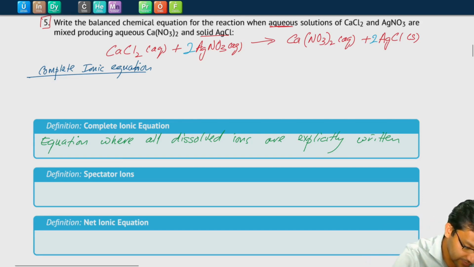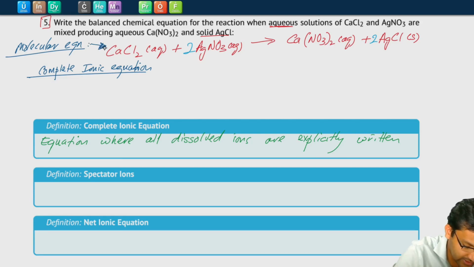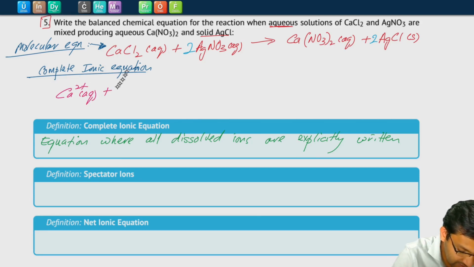So before I continue, let me just label. The first one would be labeled a molecular equation, which is what we've looked at in our previous video. This is our molecular equation. Let's look at the complete ionic equation now. So we have CaCl2, and CaCl2 breaks apart into Ca2 plus ions, aqueous. The Cl2 gives us 2 Cl minus ions. Note that the charge is balanced, 2 plus charge and 2 minus charges, so that's all balanced.